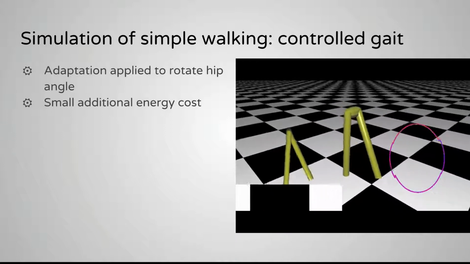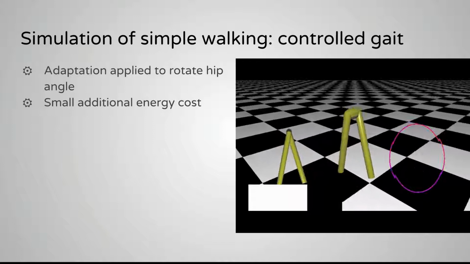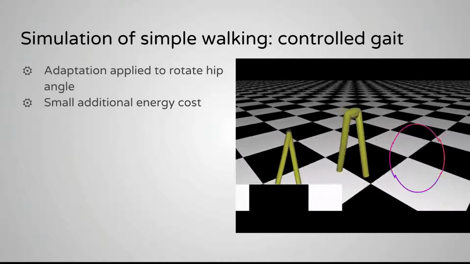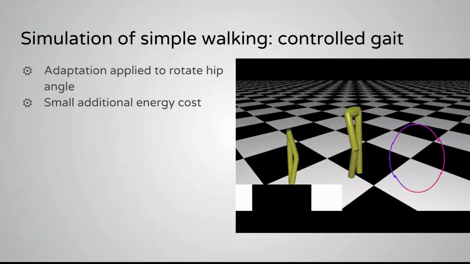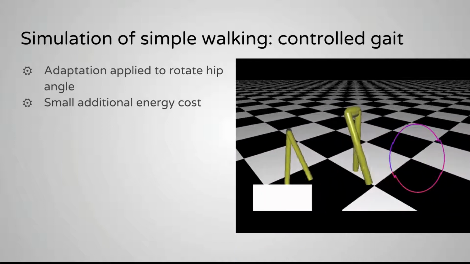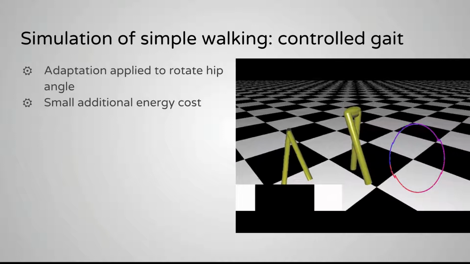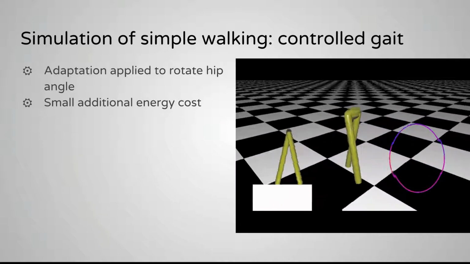And you can see that it's converged towards a stable limit cycle there. Another thing to say is this is at a very, very small additional energy cost, and in fact it could be argued that this is an optimal energetic cost for adapting to level ground.